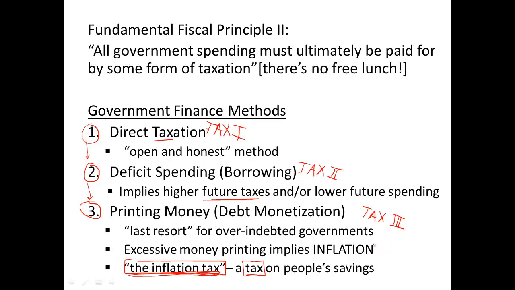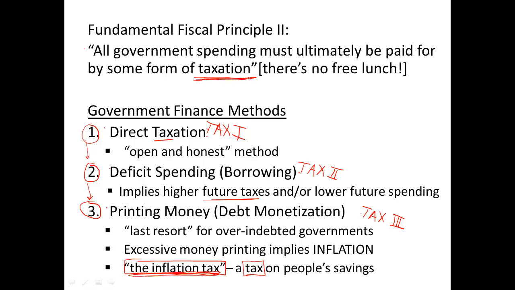This is it. There's nothing else the government can do to finance its spending. It can do direct taxation, it can do deficit spending, which means future taxation, or it can print money. They're all a tax. The current tax, the future tax, and the tax on money itself. Which brings me back to this point. All government spending must ultimately be paid for by some form of taxation. Now you want to keep this in mind.